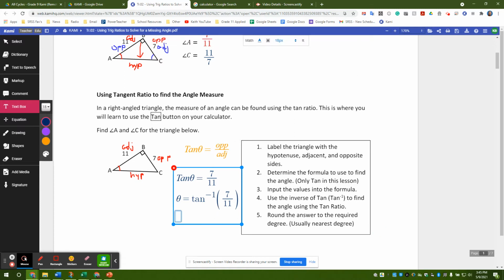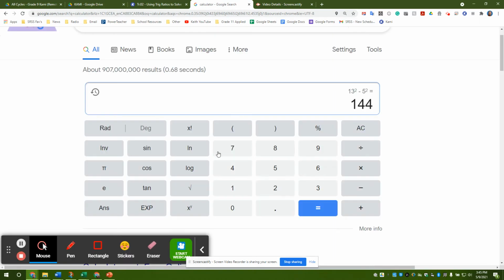Well, theta is going to equal, let's take a look at a calculator. Now I'm going to use a Google calculator. You can use a different one as well. On your calculators, you're going to have an inverse button. Mine is up here on this side. Yours might be a shift, usually up on the top left of your calculator.